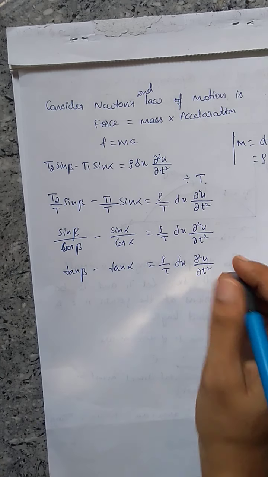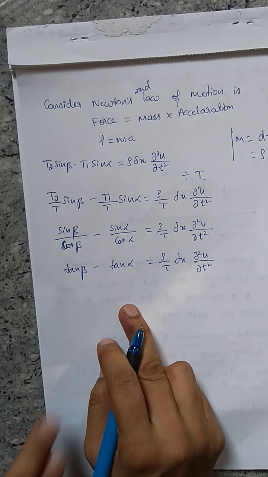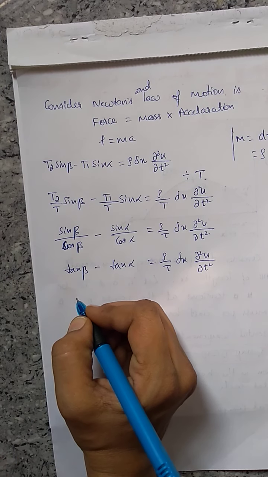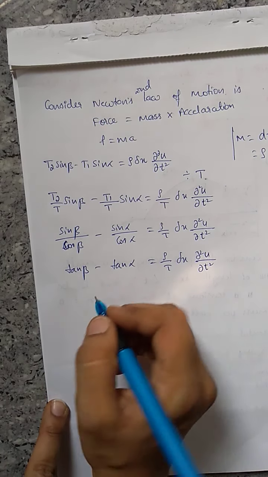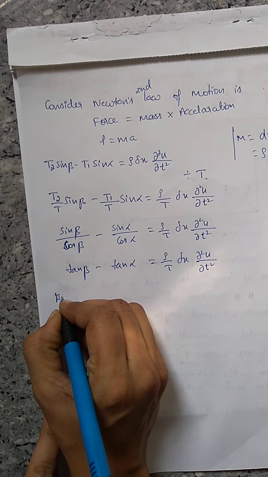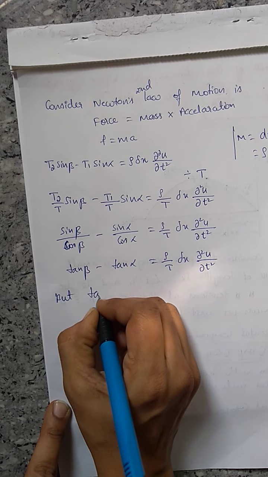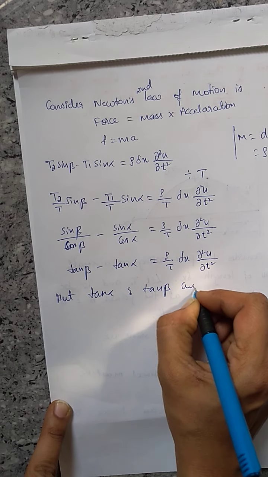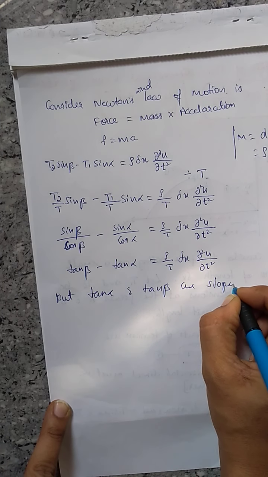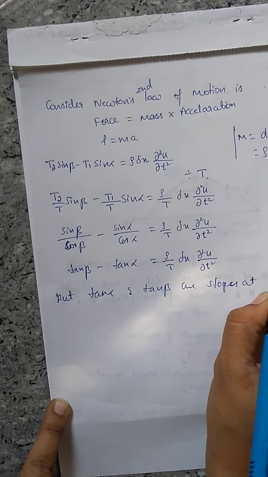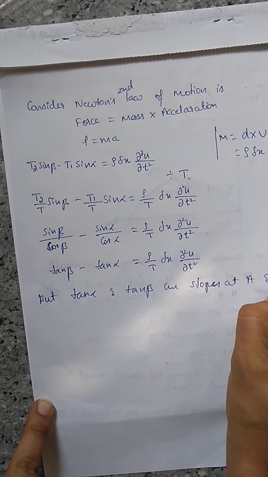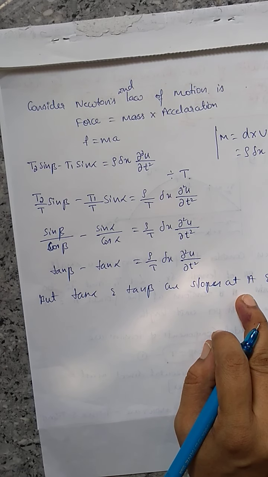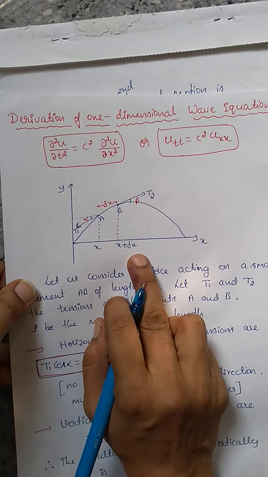Okay, but what are tan alpha and tan beta? They are the slopes at the points A and B. Here tan alpha and tan beta are nothing but the slope of the curve. Therefore, I consider the slope formula: tan alpha and tan beta are slopes at the points A and B. At the point A the distance is x, and at the point B the distance is x plus delta x.